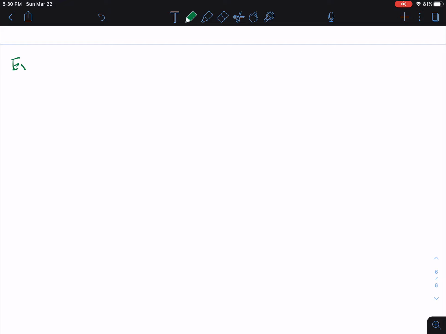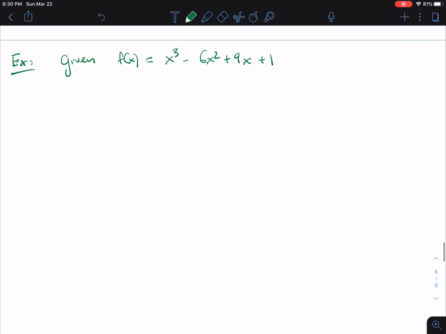So example. Given a function f of x equals x to the third minus 6x squared plus 9x plus 1. What we want to find first is part A. Let's find the interval where f of x is increasing or decreasing. So this will be from lesson 4.1.